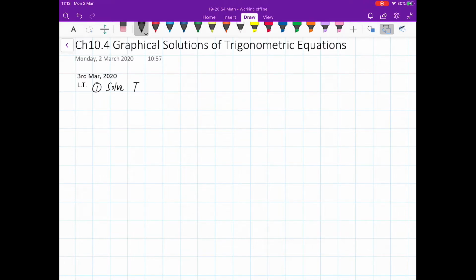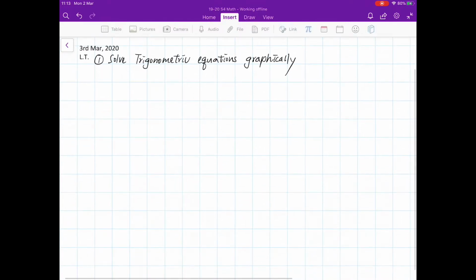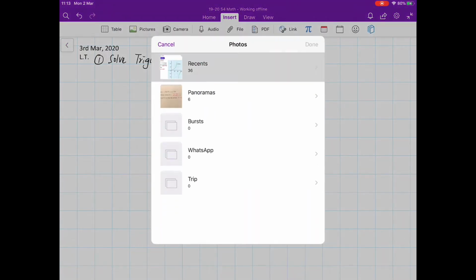Solve trigonometric equations graphically. Okay, so we directly move to an example.